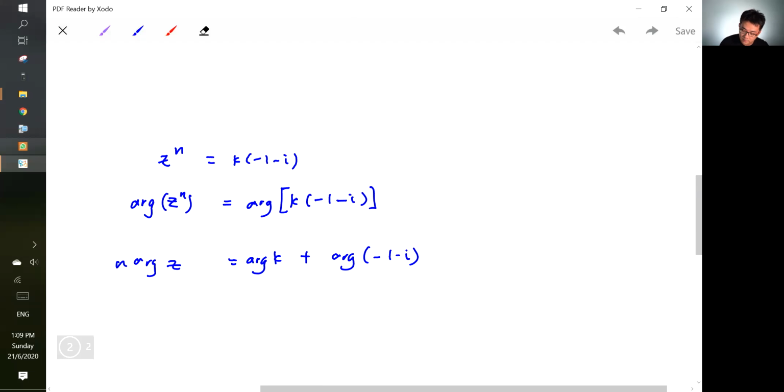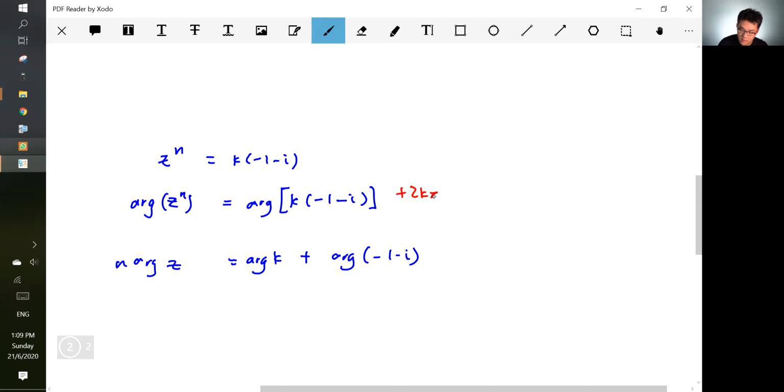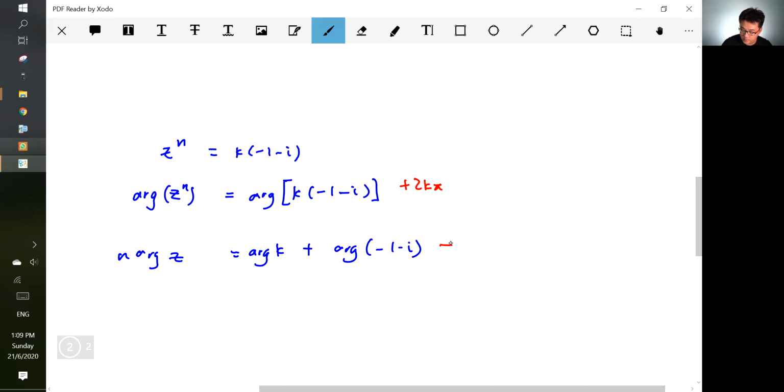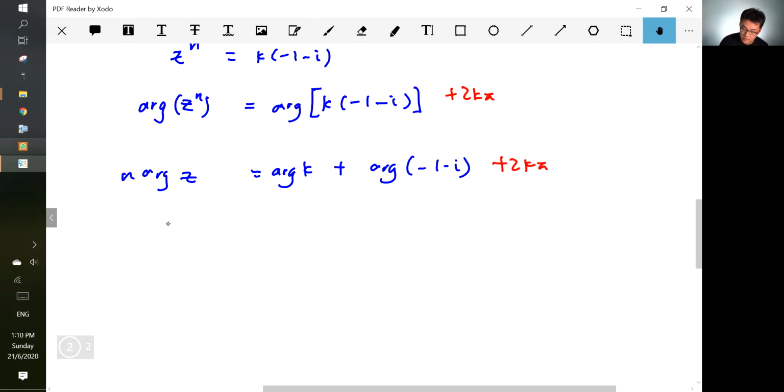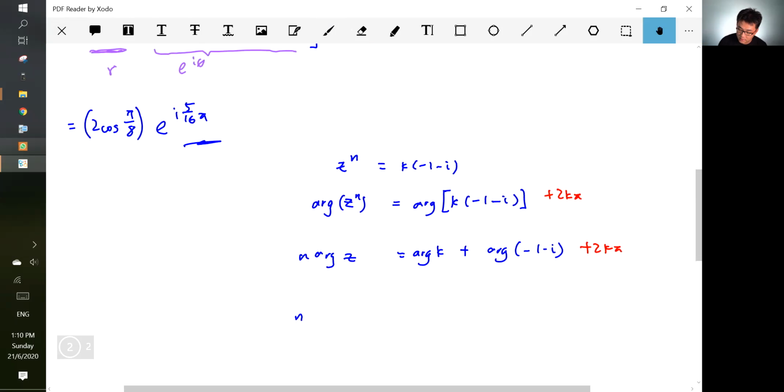Now, whatever you put here, you need to put a plus 2k pi. I know a lot of you will ask why I need to put a plus 2k pi. The reason is that you need to expand beyond the principal argument, so anything beyond that you need to consider also. Just imagine 360 out of the range, within the range, you need to add them up. So this is how you put the plus 2k pi. Argument z we already have, which is 5/16 pi.